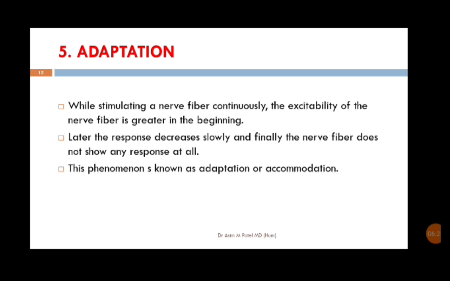Then the fifth property is adaptation. While stimulating a nerve fiber continuously, the excitability of the nerve fiber is greater in the beginning. Later, the response decreases slowly, and finally, the nerve fiber does not show any response at all. This phenomenon is known as adaptation or accommodation.